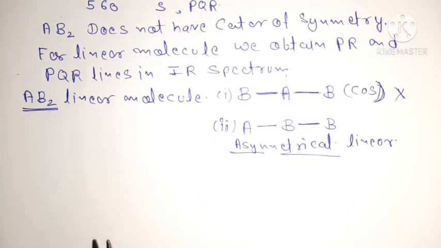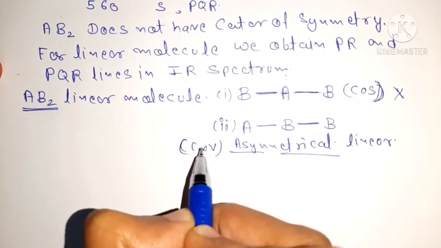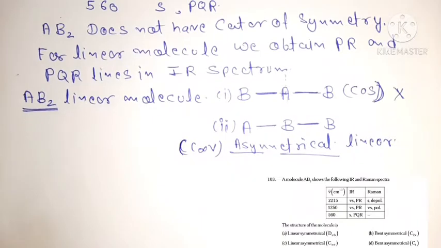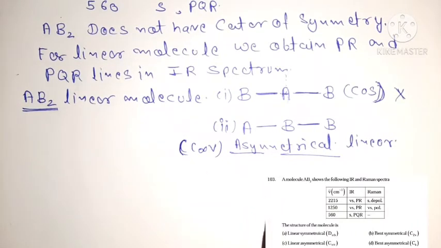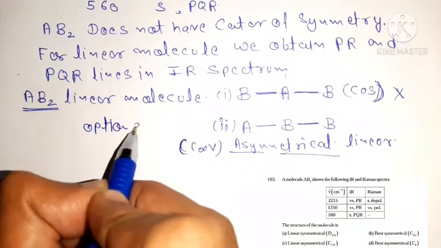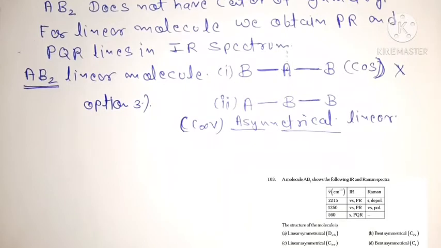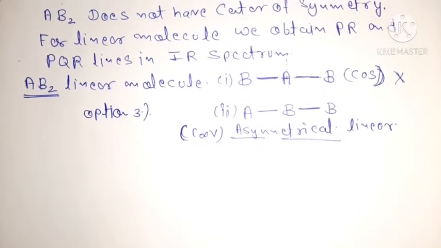And you know very well that for a linear asymmetrical molecule, its point group will be C infinite V. This is a group theory concept. Its point group will be C infinite V. So option number 3 is the correct answer for this question.